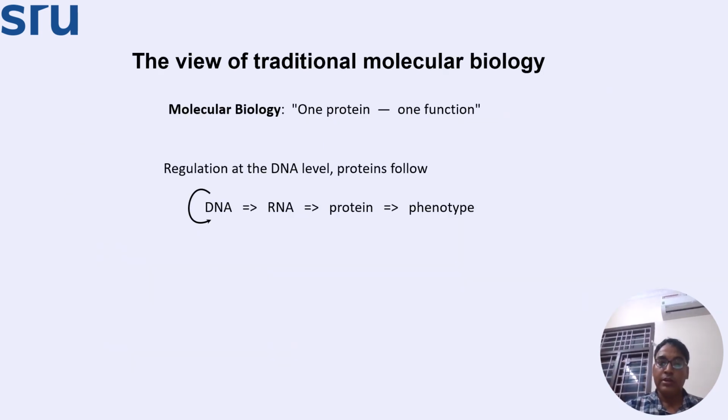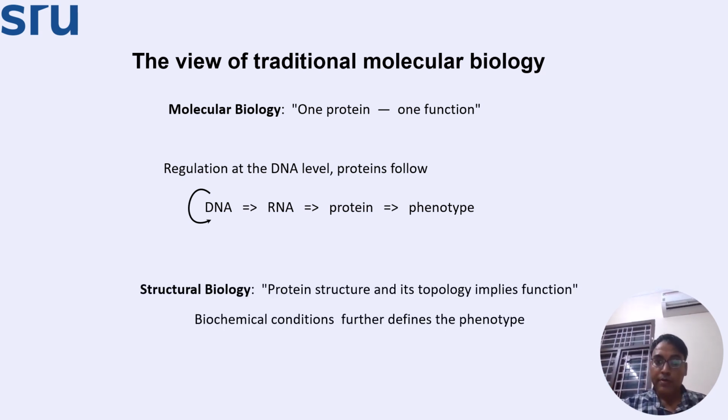So all of us already know that DNA gives RNA to protein. This is very basic, but now we understand that the proteins are governed by their final function. They also declare the phenotype, which is not just one protein, but a combination of multiple proteins. So biochemical conditions further define the phenotype. So protein structure and its topology define the function.